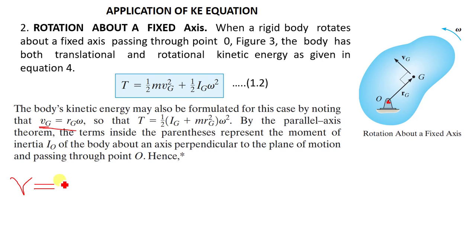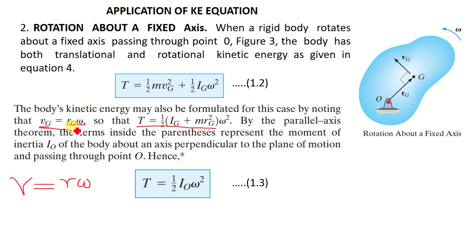Translational velocity is just equal to R times the rotational velocity, which is just omega. Then from there we can now say T is equal to that. When you replace Rg with R omega where there is V squared there, and then you simplify it, you come to this as your final simplified version.